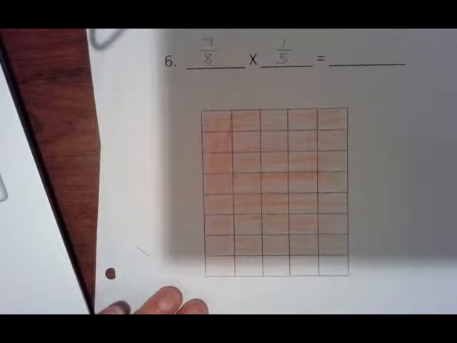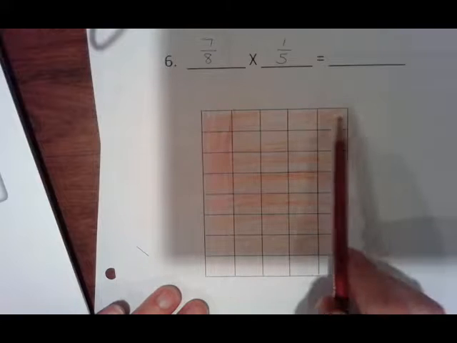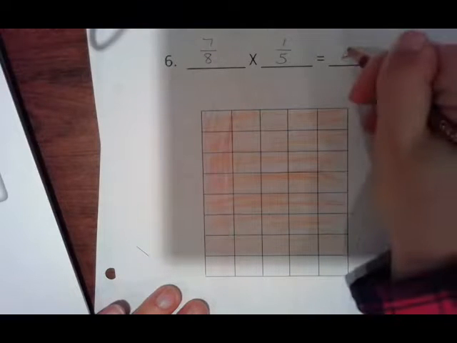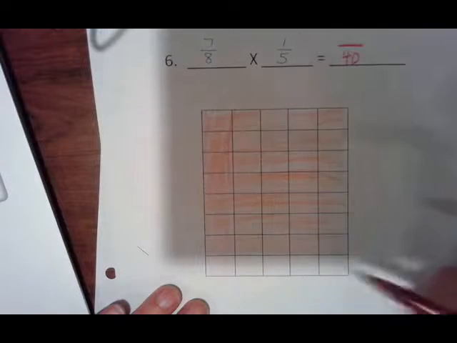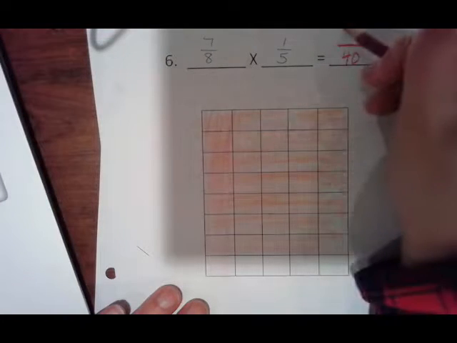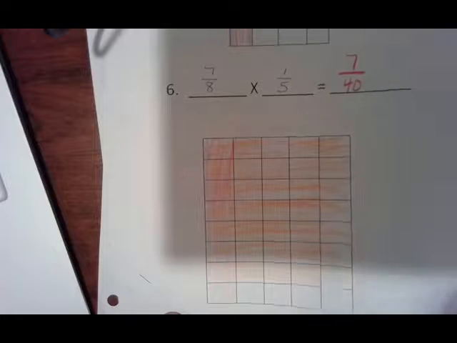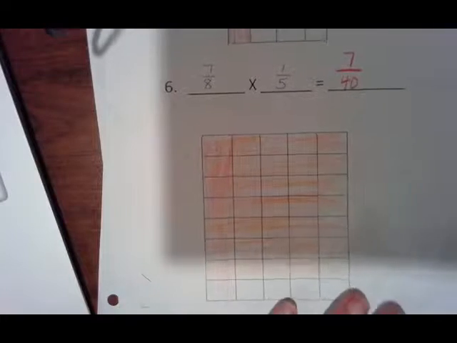Okay, so how many squares are there? Well, I would have 8 going this way and 5 going this way. So 8 times 5, there are a total of 40 squares. And I have 1, 2, 3, 4, 5, 6, 7 out of the 40 shaded in. 7 and 40 do not share a common factor, so 7/40 is your fraction in simplest form.